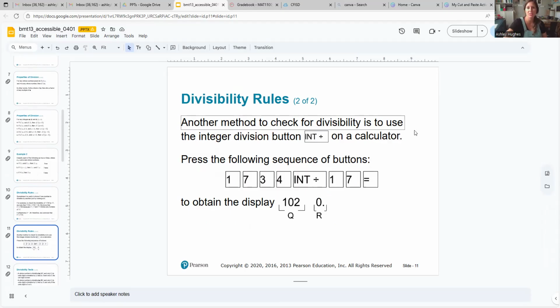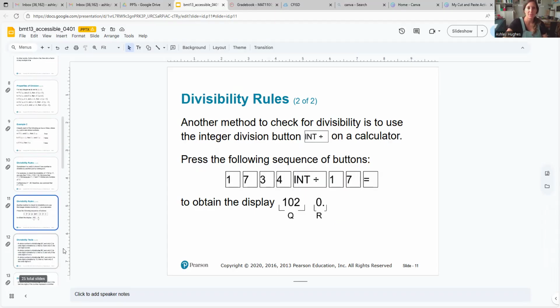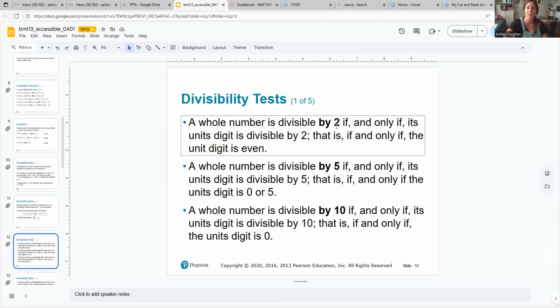Another method to check divisibility is to use the integer division button on a calculator. Press the following sequence of buttons. If you press that, you will get a quotient and remainder. If the remainder is 0, that means it's divisible by that number. A whole number is divisible by 2 if and only if its last digit is divisible by 2. So if it's even. Here are some divisibility tests.